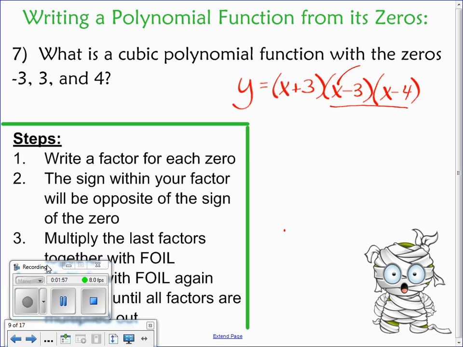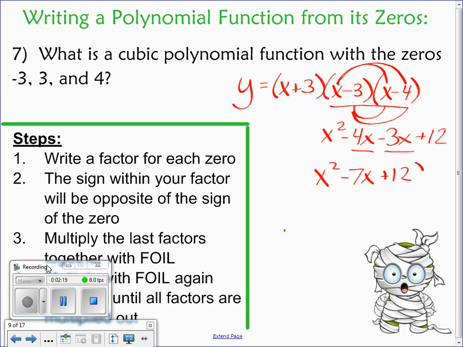Let's multiply these together. X times x. X times -4. -3 times x. -3 times -4, positive 12. Put your like terms together. X squared minus 7x plus 12. So I just multiplied two of them together. Have I touched the x plus 3 yet? No. So what should I do with them? Don't add, but bring them down. X plus 3. And now let's multiply those together.